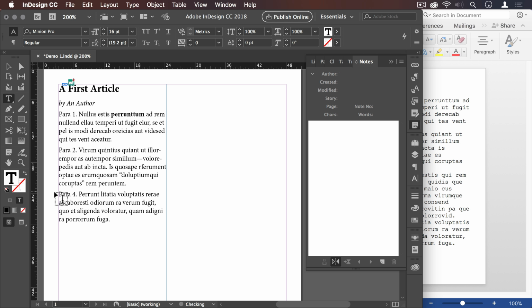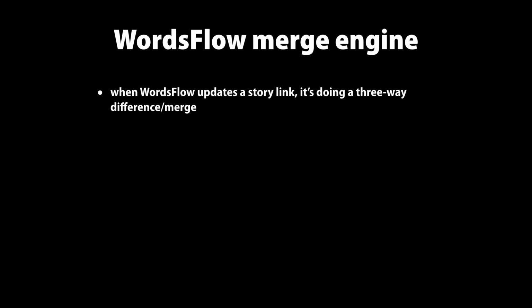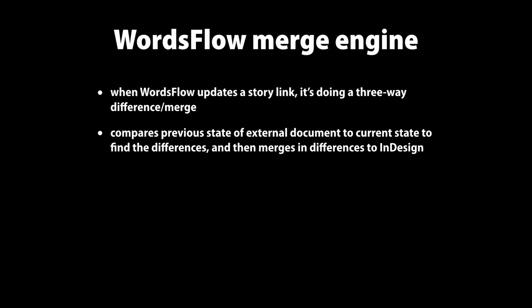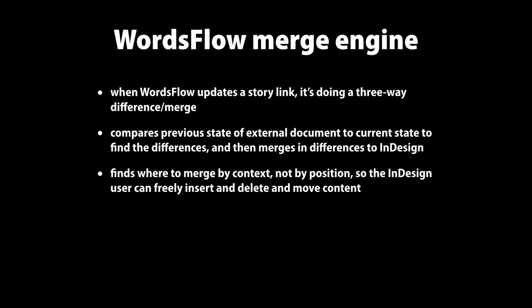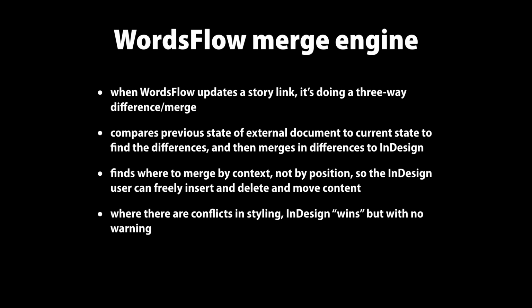But with that, let's go into the theory of how the merge engine works. When WordsFlow updates a story link, it's doing a 3-way difference/merge. It compares the previous state of the external document to the current state of the external document to find the differences, and then it merges in those differences to the InDesign document. It finds where to merge by context, not by position, so the InDesign user can freely insert and delete and move content, and the external editing will still find its target. When there are conflicts in styling, InDesign wins, but with no warning.